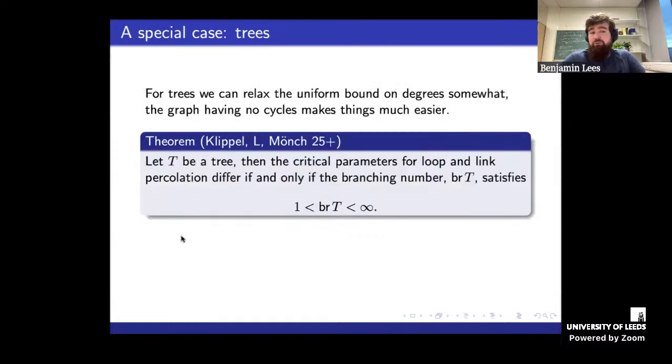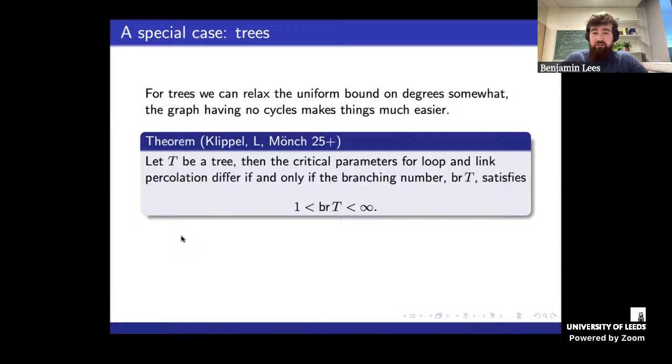So trees are a special case, and we can relax this uniform bound into a global condition. So this is an upcoming paper. Take T to be a tree, then the critical parameter for loops and links differ just if the branching number is strictly between 1 and infinity. If the branching number is less than or equal to 1, then think of a Galton-Watson tree. It always dies out. There is no percolation of either type.